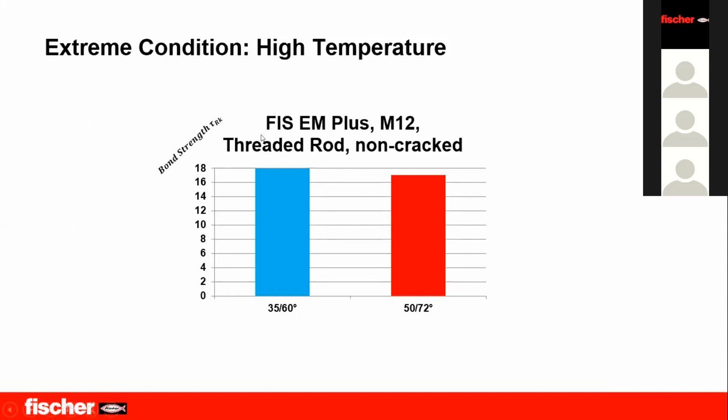For example, here we have this anchor FIS EM Plus, the premium one, M12 threaded rod in non-cracked concrete. For long-term temperature 35 Celsius, the bond strength is 18 megapascal. For long-term temperature 50 Celsius, it will decrease, but you see here the decrease is very slight. The decrease is almost around 5% in the bond strength, as you see here.